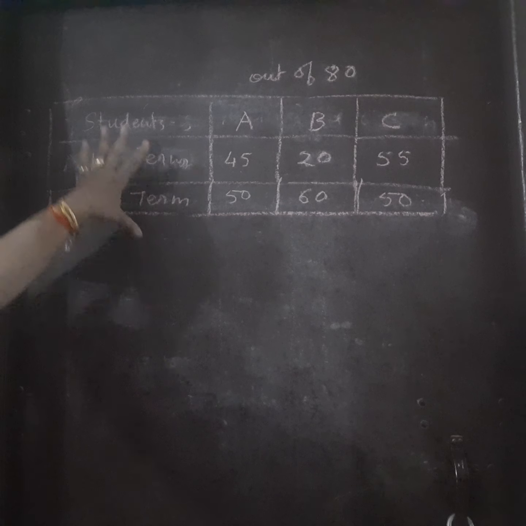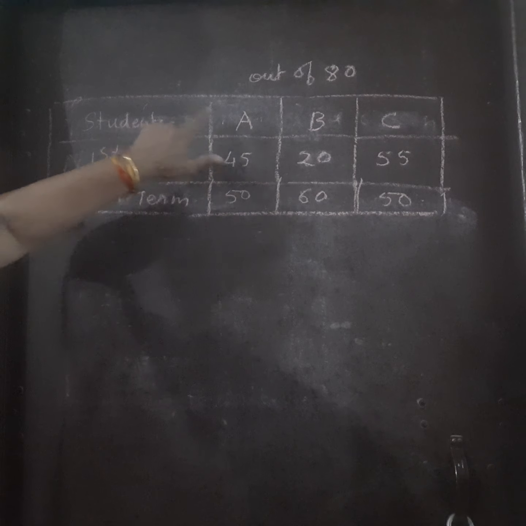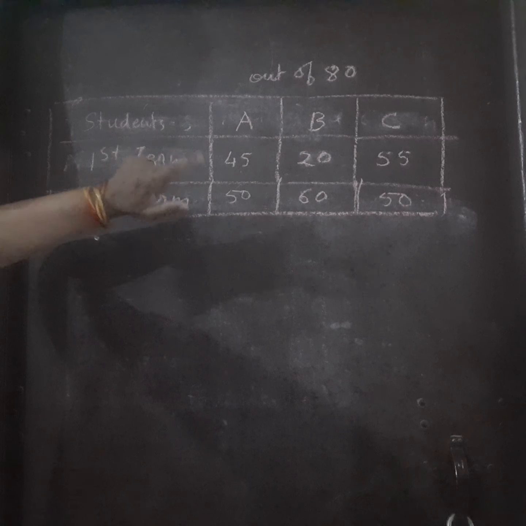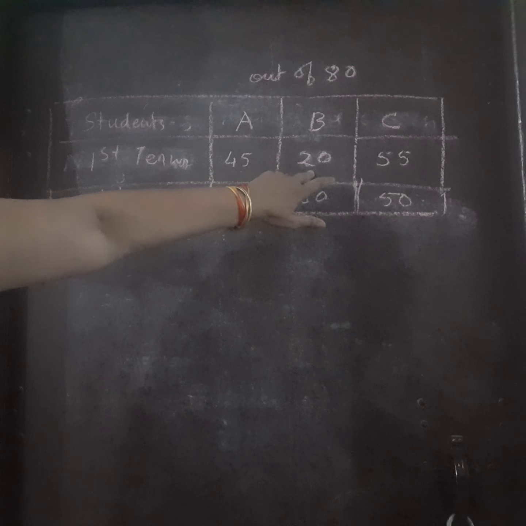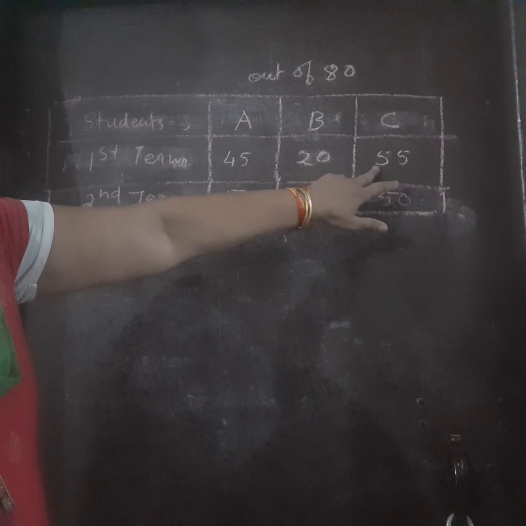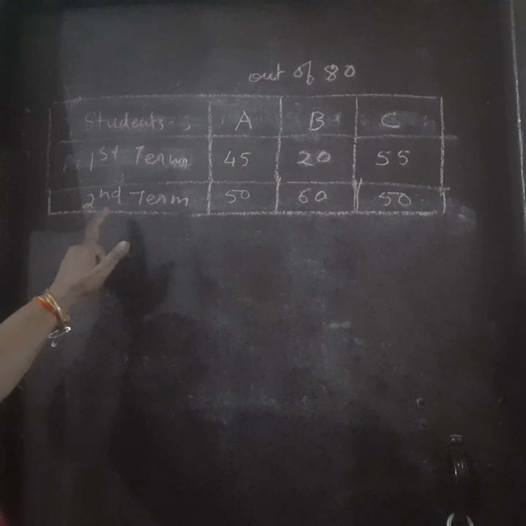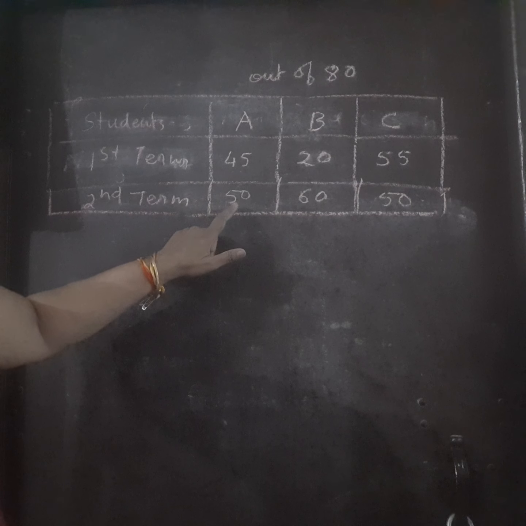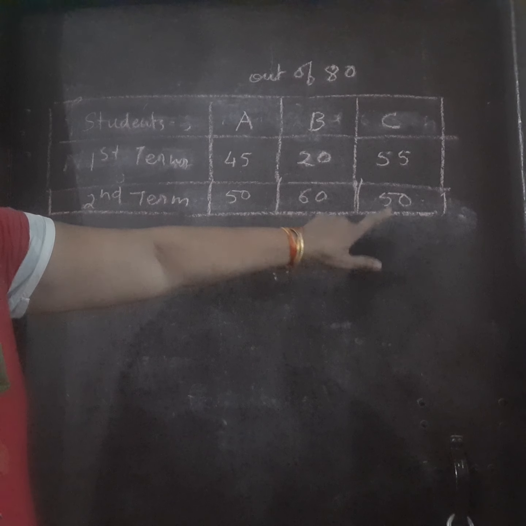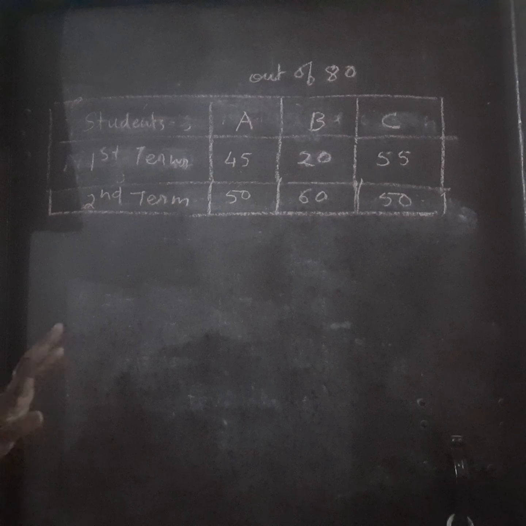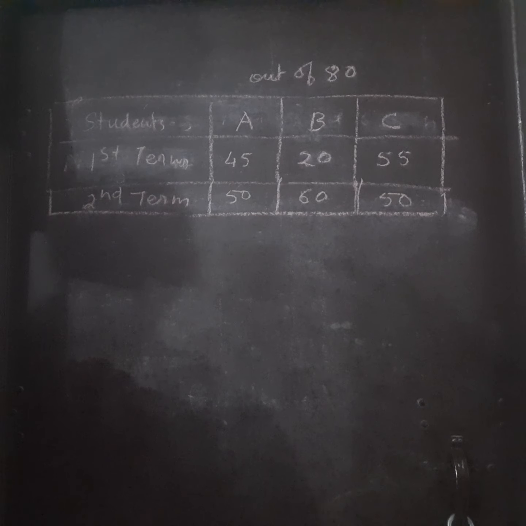Now just see here, I have taken one example. Students A, B and C in maths: in first term A got 45 marks, B got 20 marks and C got 55 marks. Now in second term A got 50 marks, B got 60 marks and C got 50 marks. It is out of 80. Now we have to construct a double bar graph.